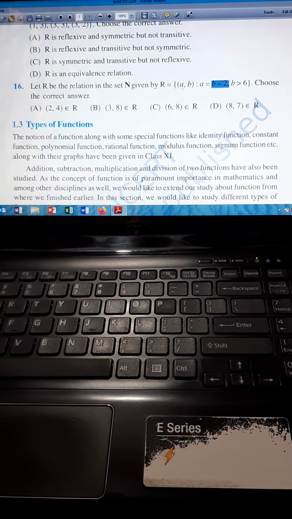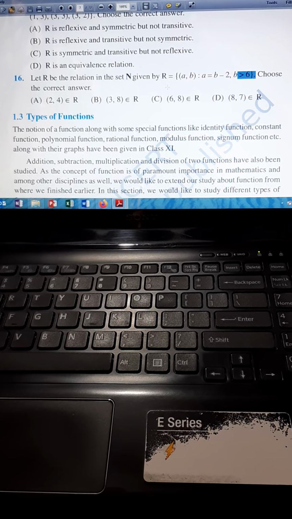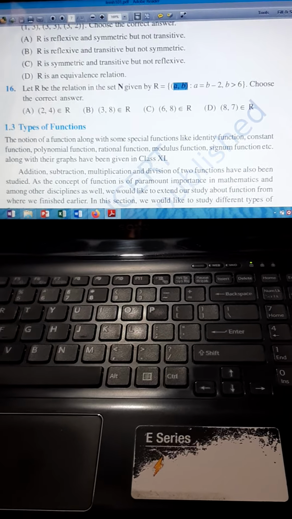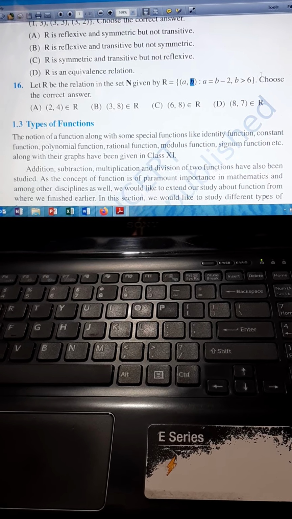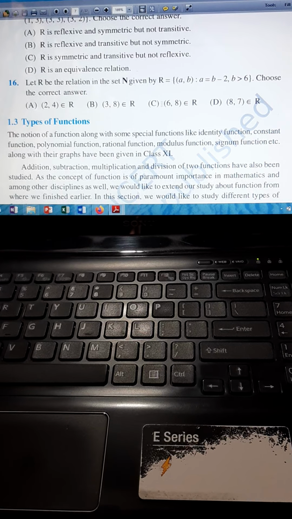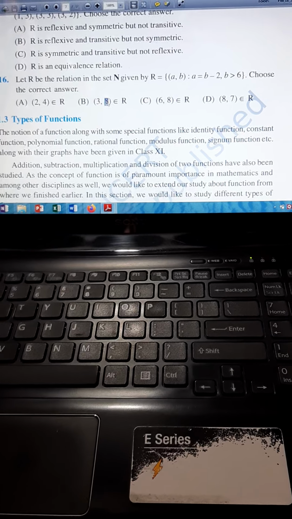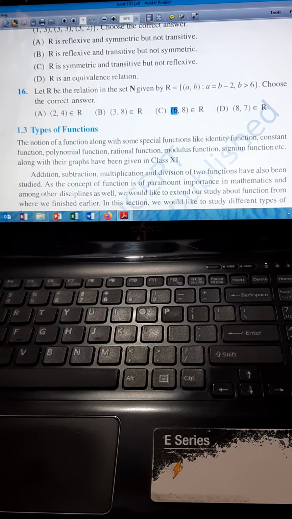Relation R on N given by this: A related to B if A equals B minus 2, that is first number is 2 less than the second and B should be greater than 6. Choose the correct option. So the difference between these two has to be 2 here, and second number should be more than 6. If you try for this here, 8 minus 2 is 6. So obviously C is the correct answer.